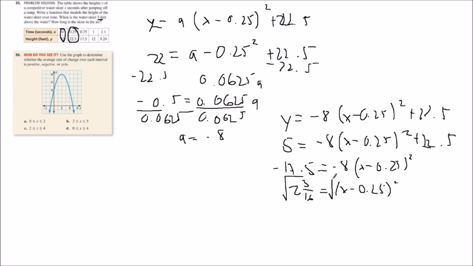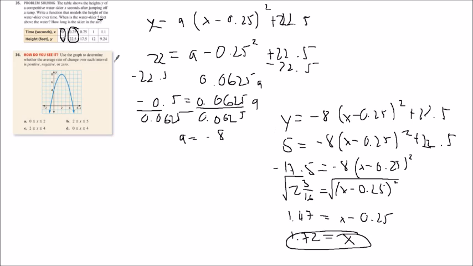3 over 16 is equal to x minus 0.25 squared. You take the square root of both sides, which should get you about 1.48 or 1.47, roughly, equals x minus 0.25. Add 0.25 on both sides, you'll get 1.72 is equal to x. So 1.72 seconds, roughly, is when the skier is at 5 feet.